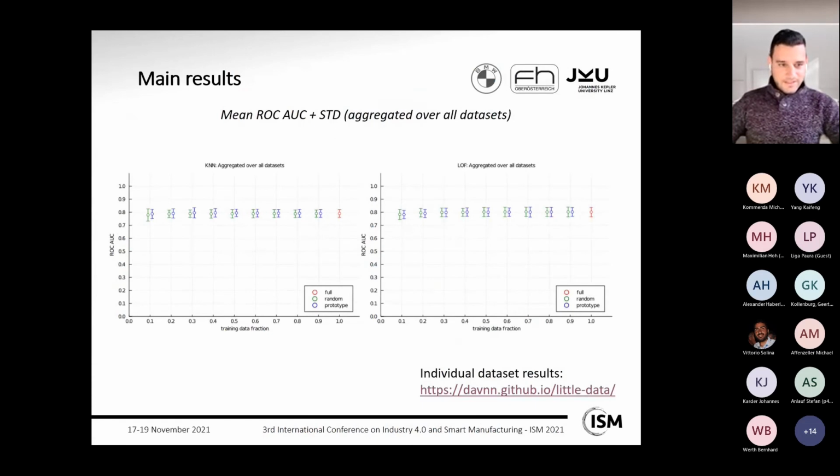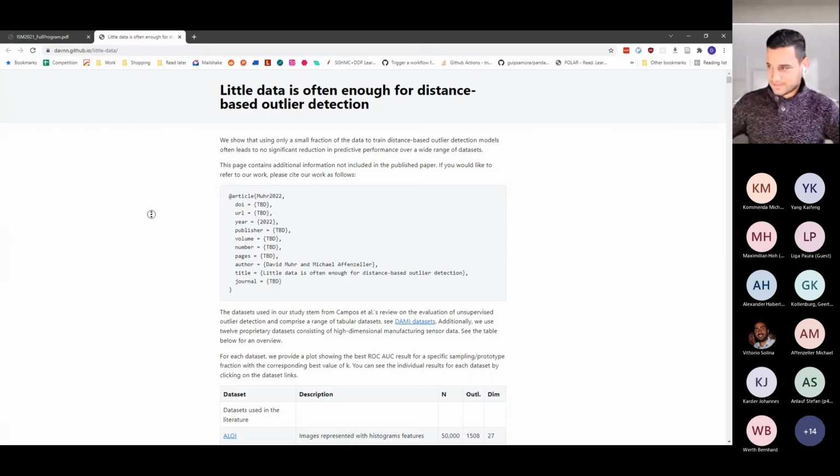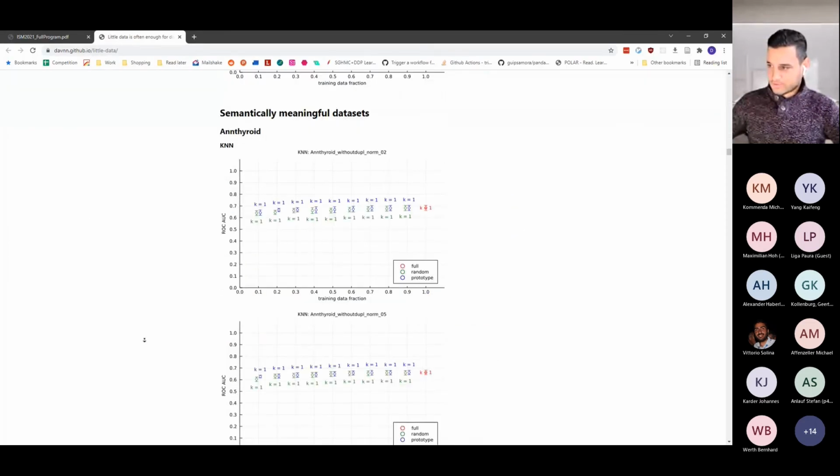So what are the main results now? So there is actually surprisingly little difference when you subsample the data, both randomly, here shown in green, or with prototypes, here shown in blue. So when you look at the ROC AUC scores and the according standard deviation over all the data sets, you see that there is a difference, but it's maybe smaller than you'd expect. At least for us, it was definitely smaller than we'd expect. And if you want to look at the individual dataset results, you can visit the website. So there are all the plots for all the datasets.